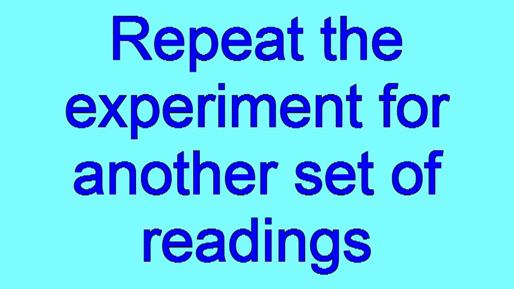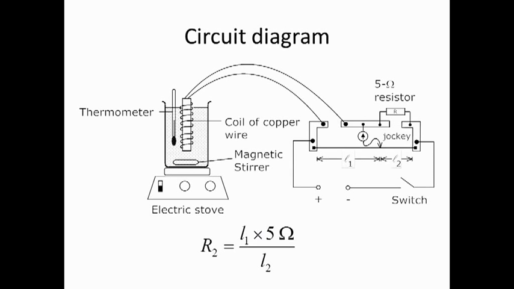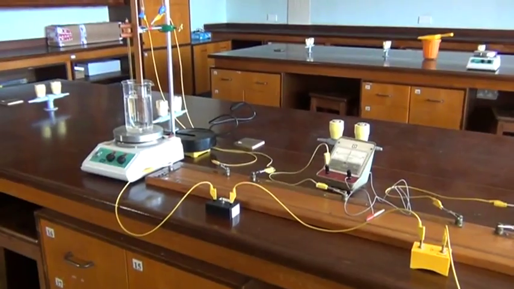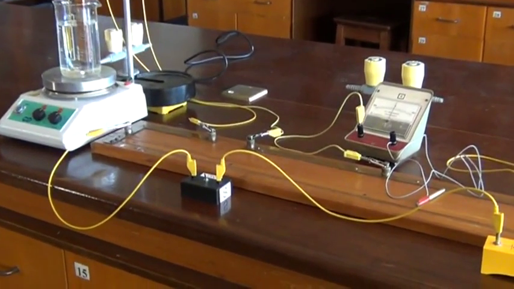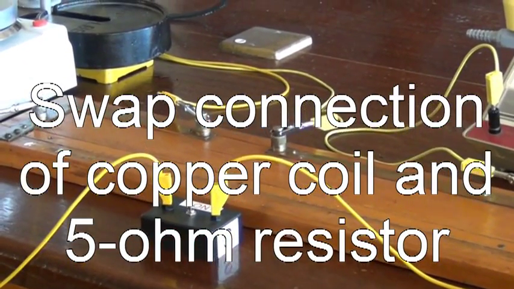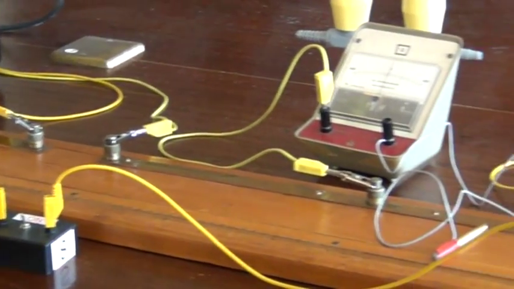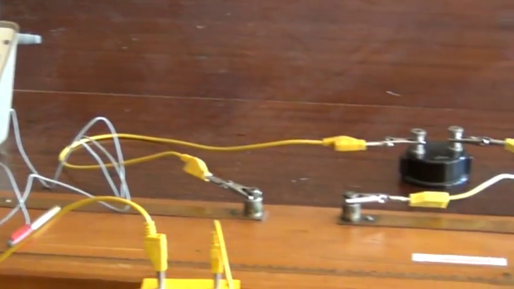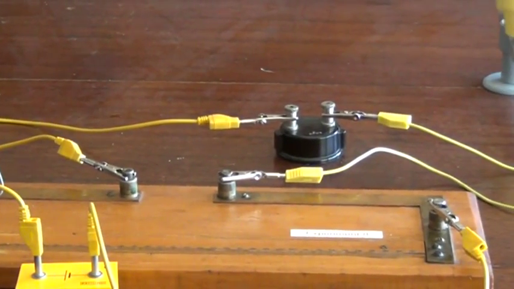We repeat the experiment for another set of readings. In the diagram we shall note that the equation has changed a little bit because we have swapped the connections of the copper wire and the 5 ohm resistor. As we can see, the bridge now is on the right hand side of the electric stove and the 5 ohm resistor is to the right of the bridge.